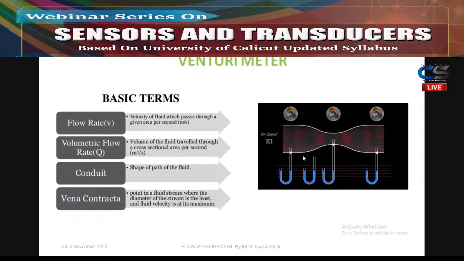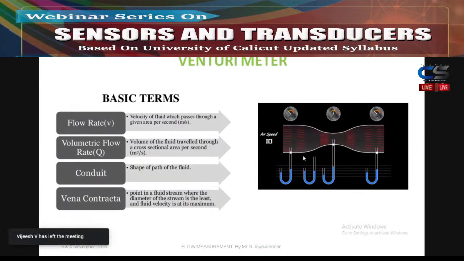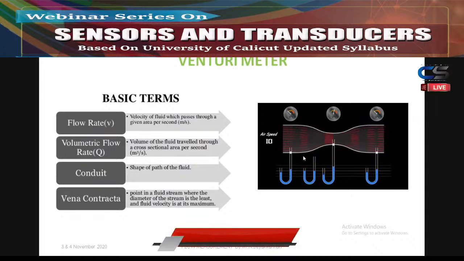And conduit is a term related to the shape of the container. When you flow a liquid in a pipe, the direction and area differ, and if you change the pipe size, the flow increases or decreases. For example, if your pipe is very small, the flow will be very high. When you increase the pipe size, the flow decreases because the area is increasing. That is inversely proportional. So the size or shape of the path of the fluid is also important for the venturimeter.